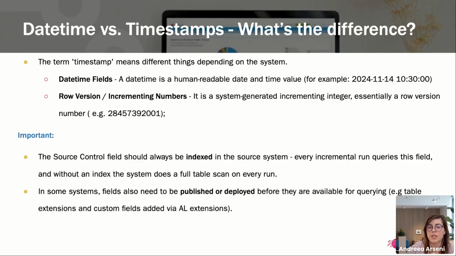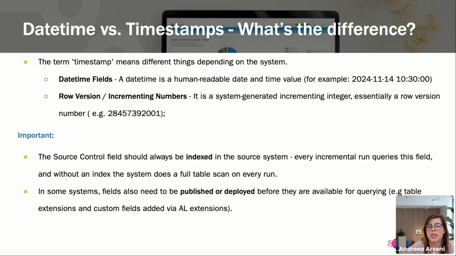Then we have a different type of timestamp, which is more like a raw version. You see this in older systems. It's a system generated integer, a long number that keeps track of all new and updated records. Whenever you use datetime, timestamps, or anything to keep track of changes, you have to be aware that this field has to be indexed.